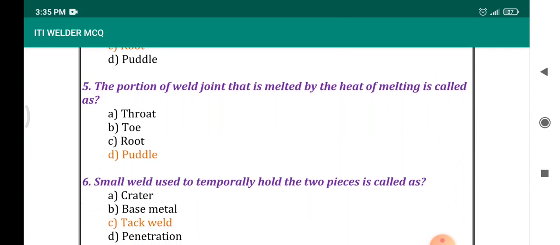The portion of the weld joint that is melted by the heat of melting is known as the puddle.